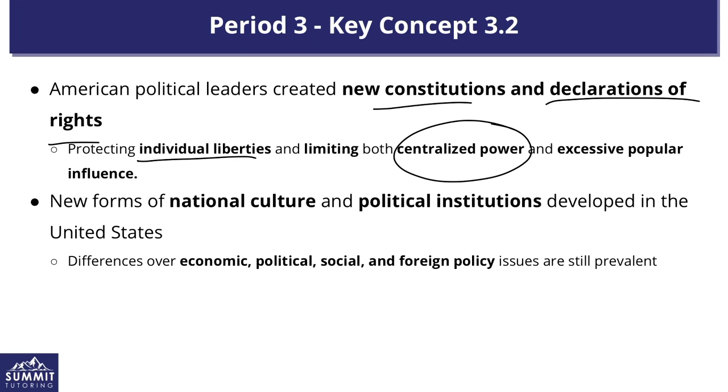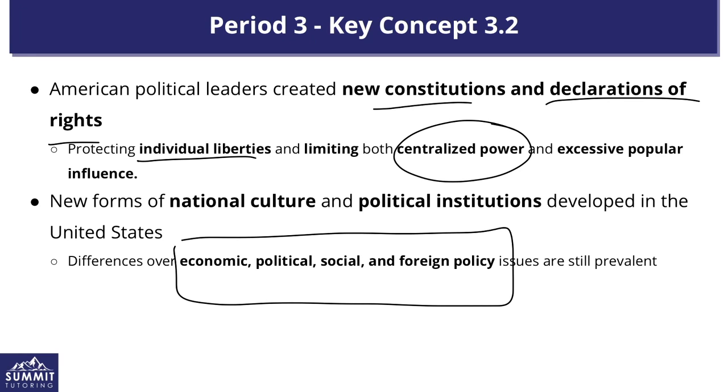So we're going to see these new forms of national culture and political institutions that are going to be put into the US. Even though we still see differences in perspective on economic, political, or social policies, some of the colonists are going to come together and work on these documents that will help to better the US as a whole. Even though they're still having some minor disagreements, they're going to start to mesh together and share some of their ideas and even fight it out in the end.